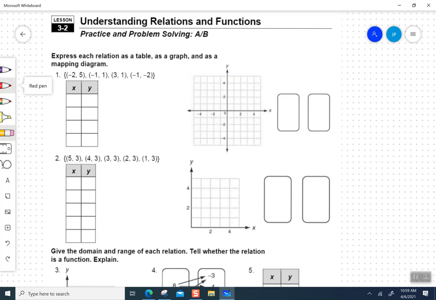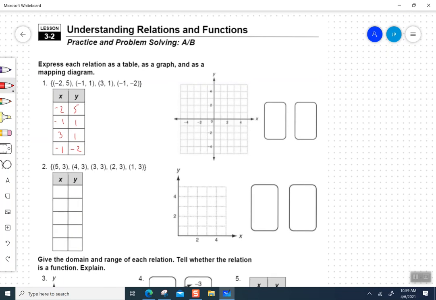-2 and 5. So (-2, 5), (-1, 1), (3, 1), (-1, -2). There, table's done. What you don't want to do is put it in order, because once you do, then you'll take it completely out of order. So you want to just pick these up and drop them right in there. All right, now we're ready to graph.